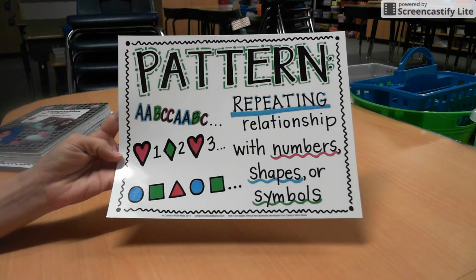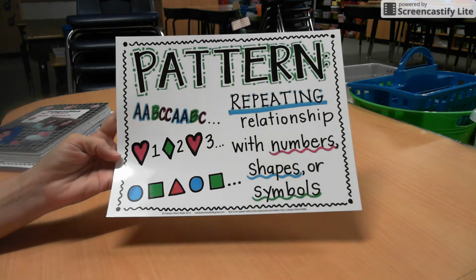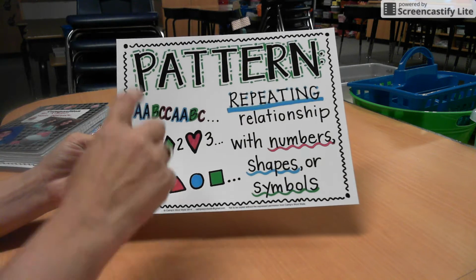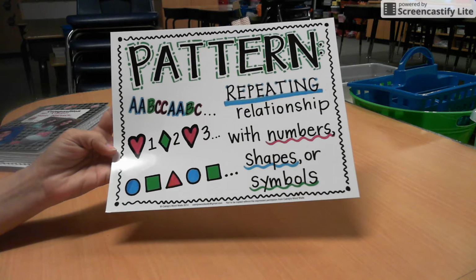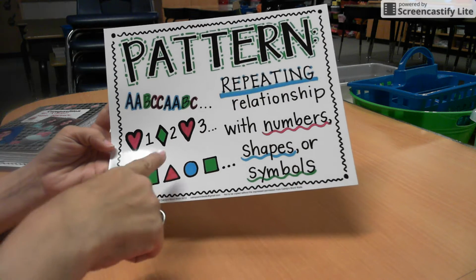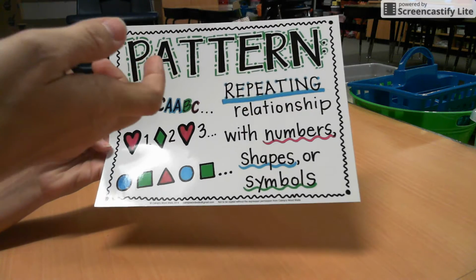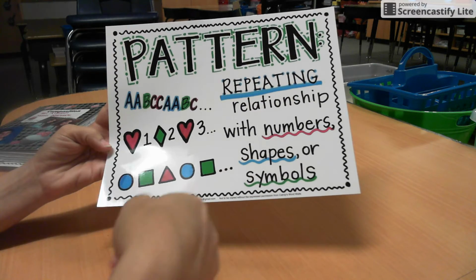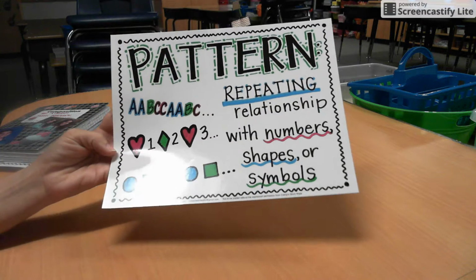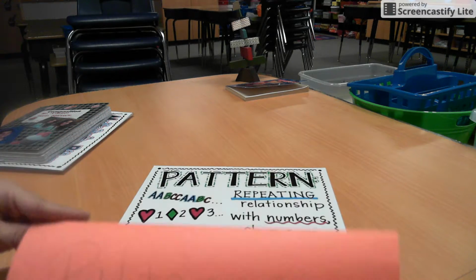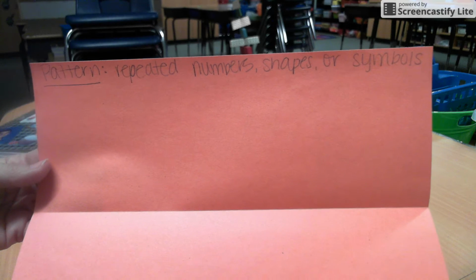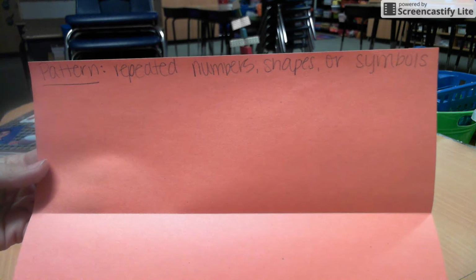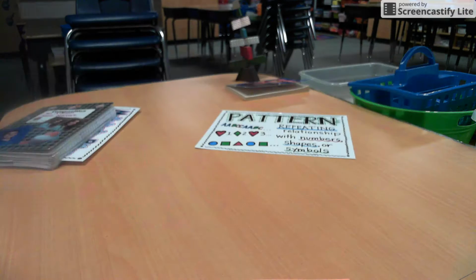So a pattern is a repeating relationship with numbers, shapes, or symbols. So it could be 1, 3, 5, 7. That's a pattern of odd numbers. It could be shapes: circle, square, triangle, circle, square. What would be next? Triangle, and so on. It could be letters, like the symbols we've used for variables. So I'm going to open up my patterns flip chart, and on the top, I'm going to write pattern, and it's repeated numbers, shapes, or symbols. So go ahead and copy that down.